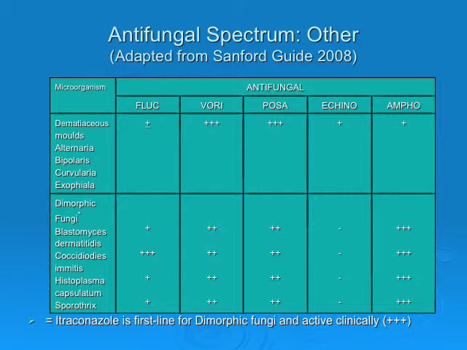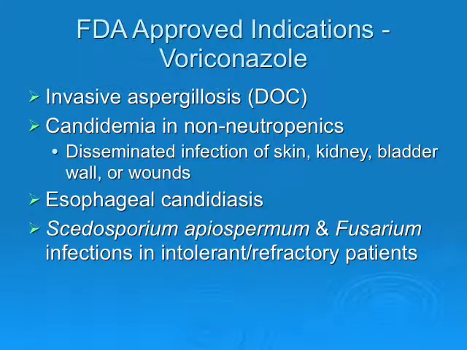The dimorphic fungi, they're also quite active, although itraconazole here is mentioned as a first line for dimorphic fungi and active clinically. I will give you some of my biases against itraconazole, but I have to give the devil its due. This is where the vast majority of the data is with the dimorphic fungi. And when you go by clinically evidence-based research, you're definitely going to go with the itraconazole. It's far better studied.